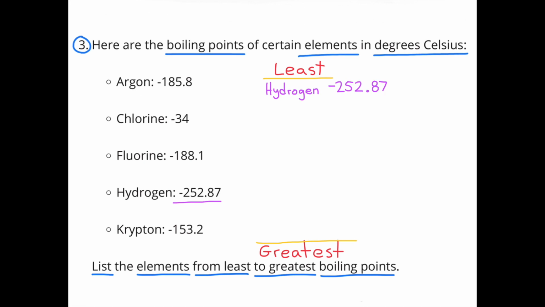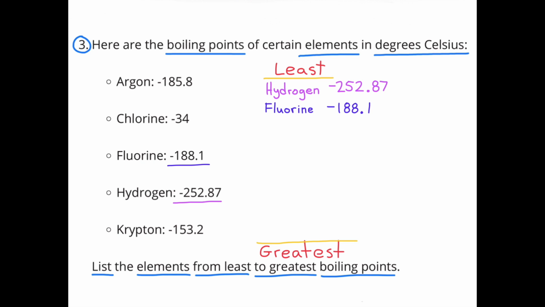The smallest number on this list belongs to hydrogen. Its boiling point is -252 87/100. So I'm going to put that at the top for my lowest boiling point. The next lowest boiling point belongs to fluorine. That's -188 1/10. So I'll put that just under hydrogen.